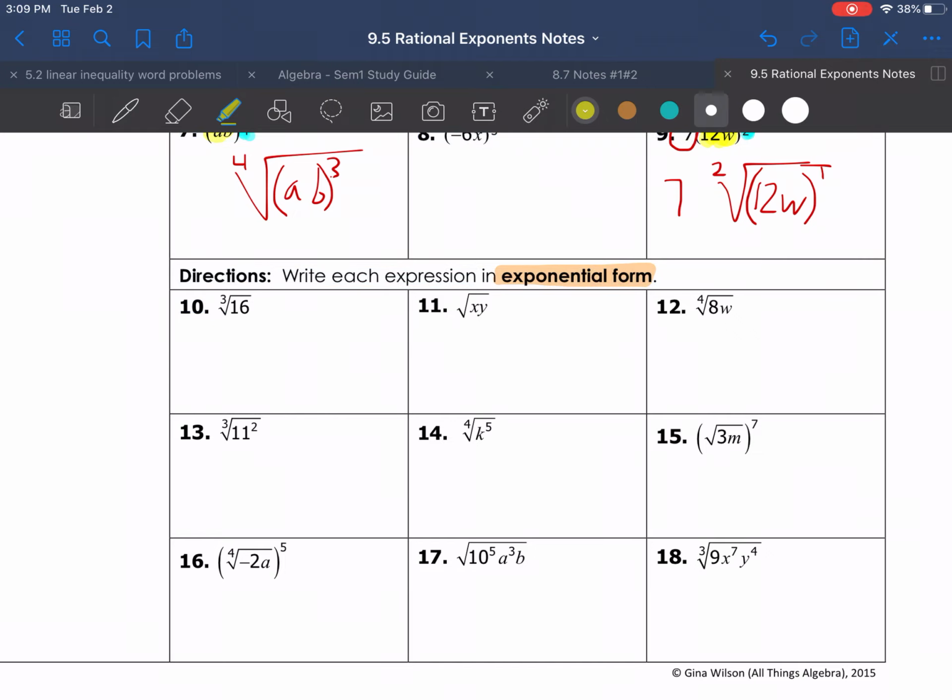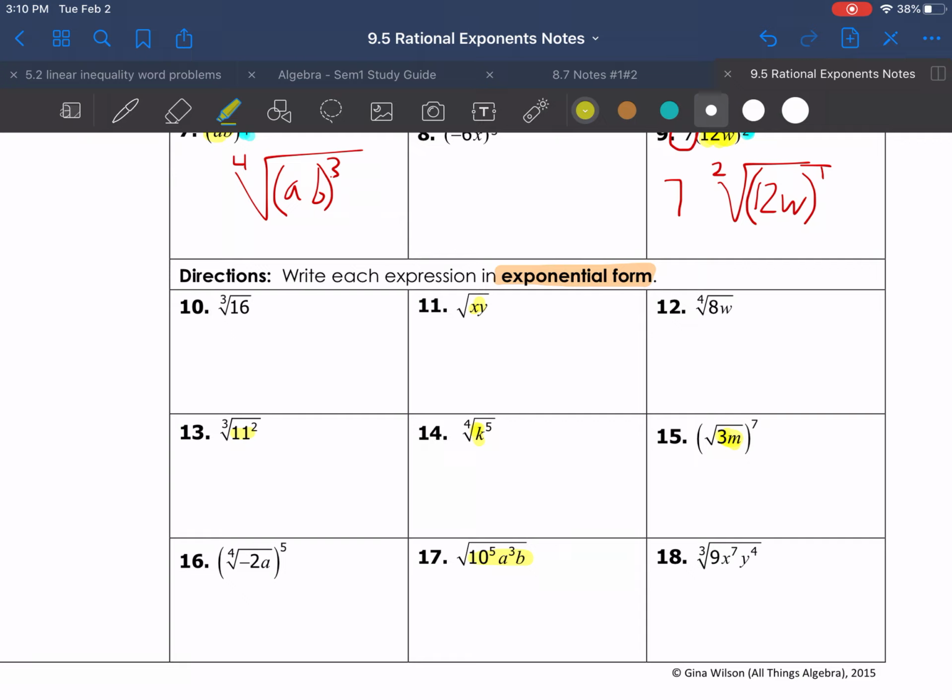Oh, that's number 10. Let's do 11. There's my base, and there's my, nope, that's number 12. I'm sorry. There's my base. This K is my base. This 3M is my base. For 17, it gets pretty interesting because you actually have the entire base of 10 to the 5th a cubed b. That whole thing has to be your base, right? And then here, well, 18 is even as well. I keep wanting to do evens.